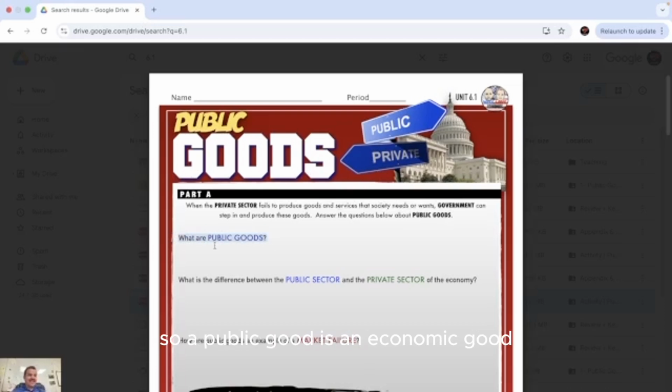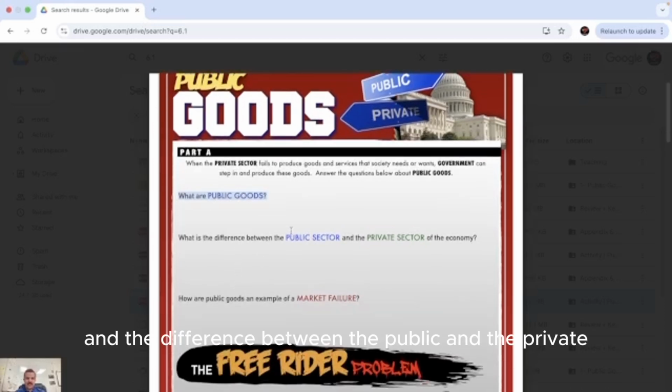So, a public good is an economic good that is provided by the government in the public sector because the free market has failed to produce it. And the difference between the public and the private sector is the public sector is the market that has public goods in it, provided by the government at whatever level: federal, state, local. The private sector is the free market for economic goods that is created by consumers and firms who demand products. The consumers demand the products, the firms supply the products.